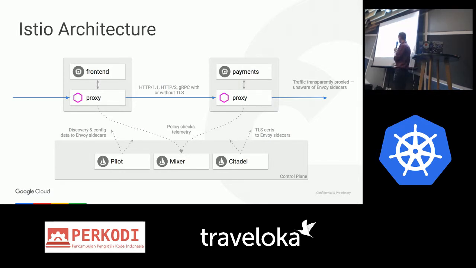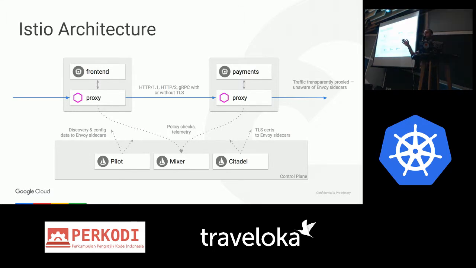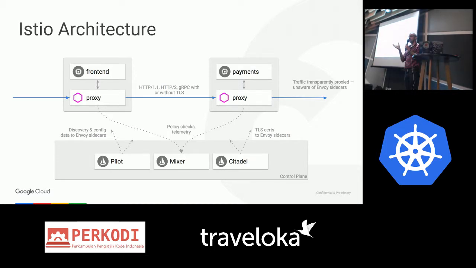The mixer is all about policy checks and telemetry. If a proxy wants to make a call to another proxy, it will first check with the mixer: can I make this call? Is there a rule that I should be aware of? If the mixer says yes, then it will make the call. Otherwise, it won't. Also, the proxies emit metrics. All those metrics end up in the mixer, and the mixer will use those metrics to store them and display them in places like Grafana.